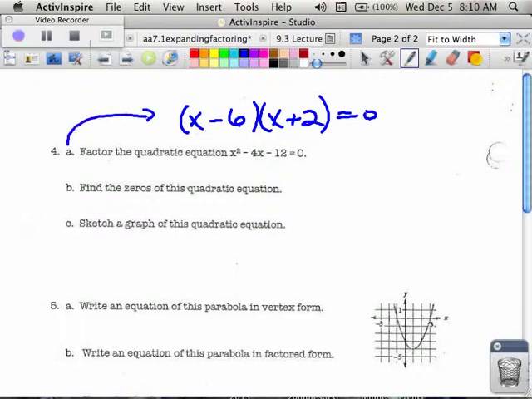Part B is then find the zeros. We did that a little bit earlier in our lesson. That means look inside the parentheses and tell me what makes those things 0. So for the first one, I know that that will be x equals 6. And in the second one, I know it's negative 2. So my zeros are 6 and negative 2.